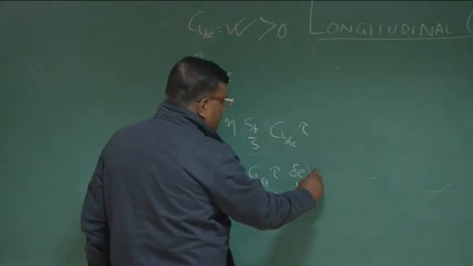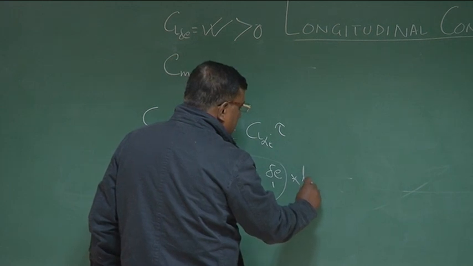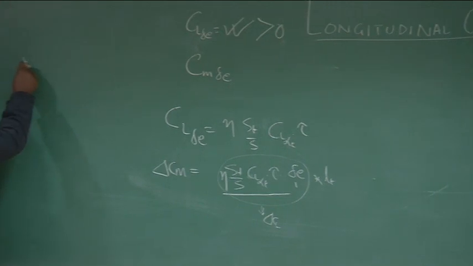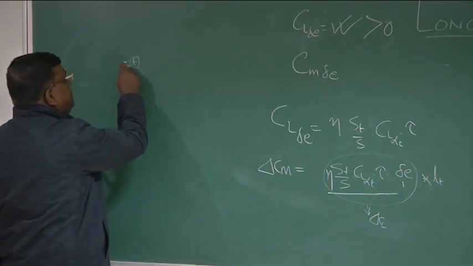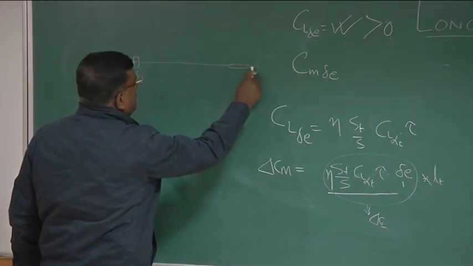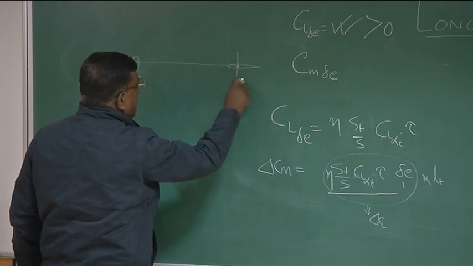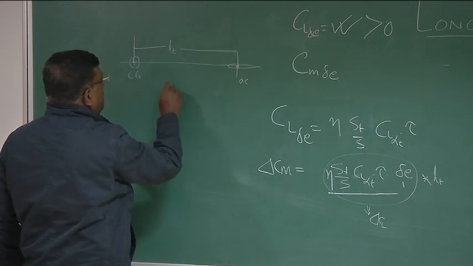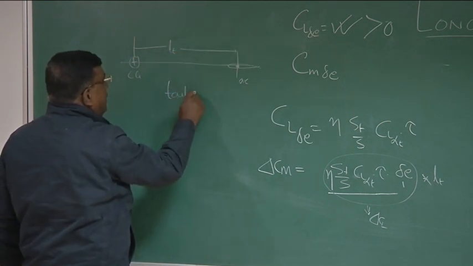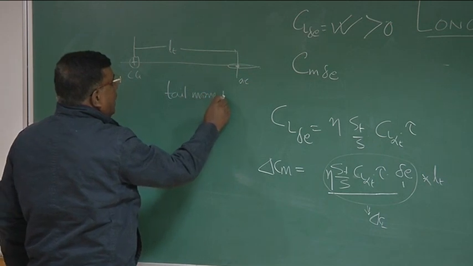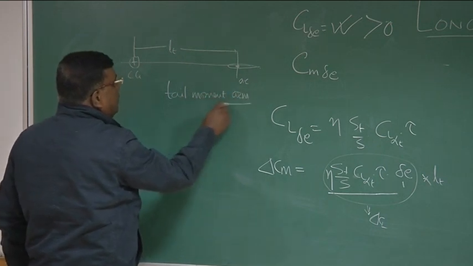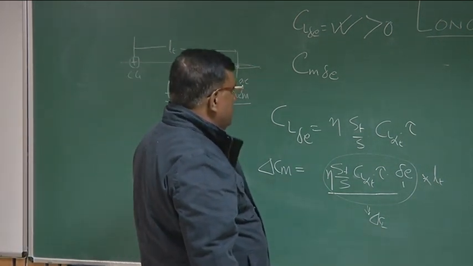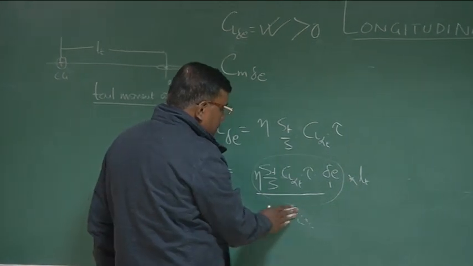So moment means it has to be multiplied with the moment term LT. What is LT? You know, if this is the CG and if this is the tail, horizontal tail, if this is the AC, so this distance is LT. It is called tail moment arm for horizontal tail. So if I write like this, do you think I am correct or am I missing something?